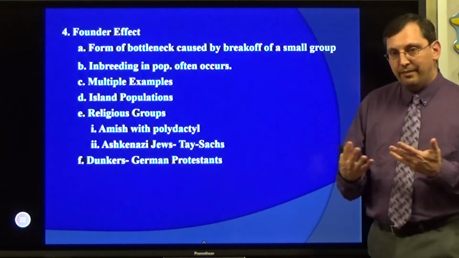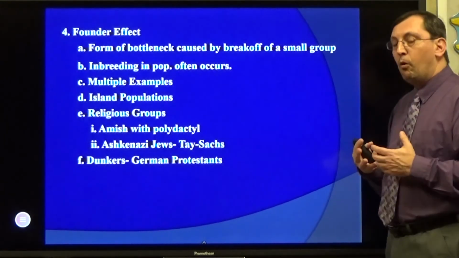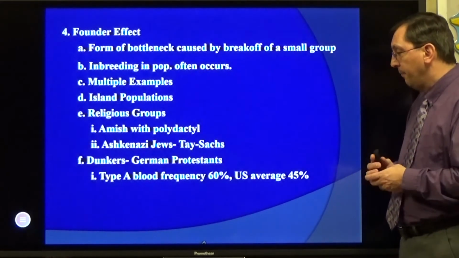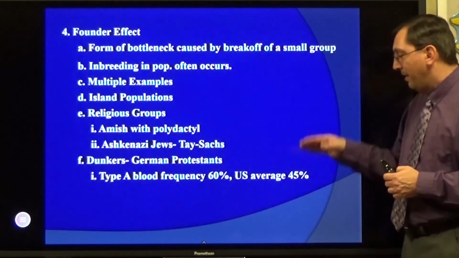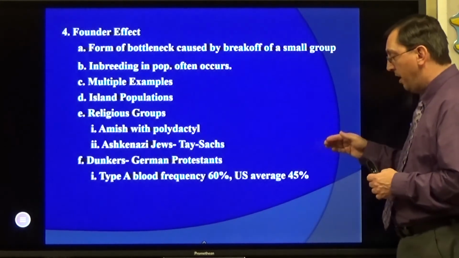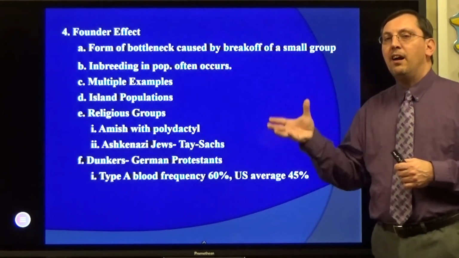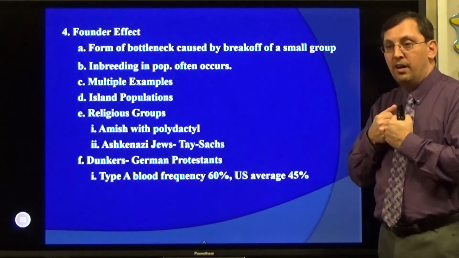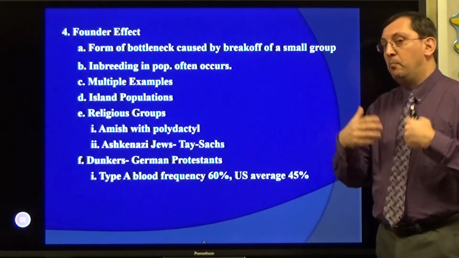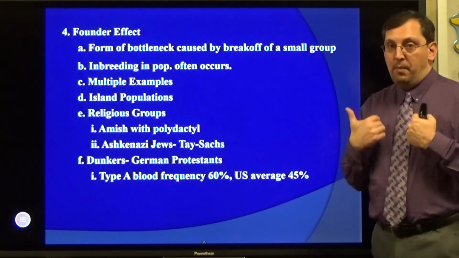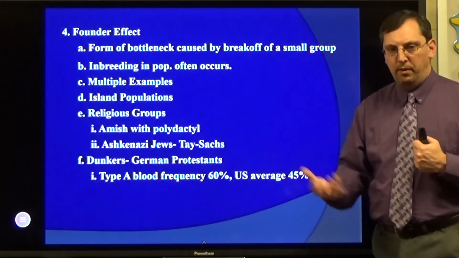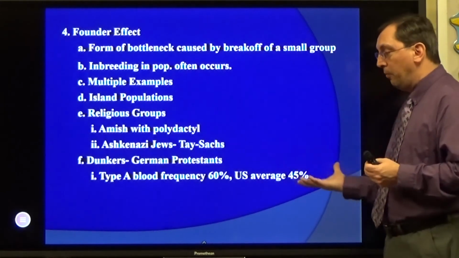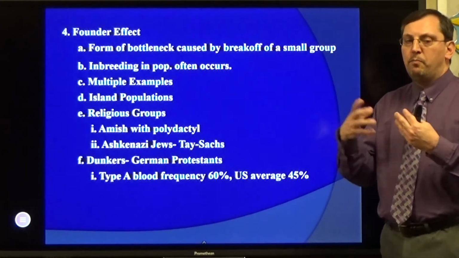Dunkers, the German Protestants, are one of the groups that came over and settled in areas like Pennsylvania. In their population, type A blood frequency is about 60%. In the US, that average is about 45%. They have a much higher rate of it, and a few other traits in that group, because obviously the group of people who came over lived in the community and married within the community. There are a lot of people with type A blood, more than the normal average population. And so that population ended up having a much larger rate of it. Not a super big problem, but it shows you how these populations work this way.